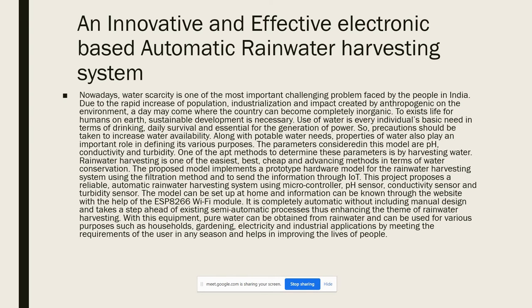What is the automatic rainwater harvesting system? This is using a microcontroller, pH sensor, conductivity sensor. It is written here, yes, and turbidity sensor. Yes, ma'am. These are all applications of electronics.